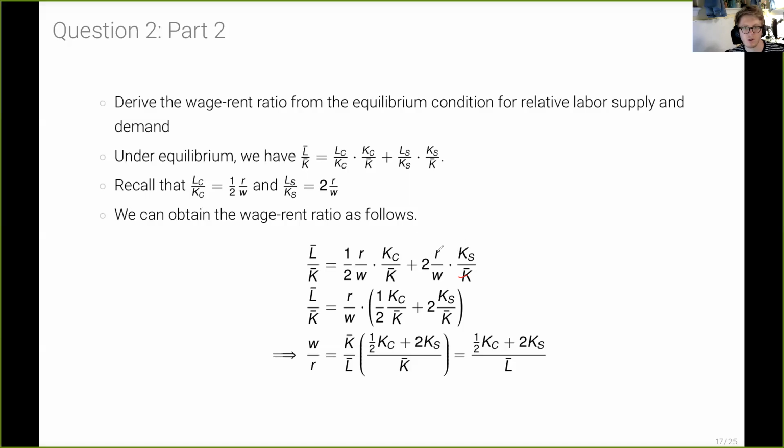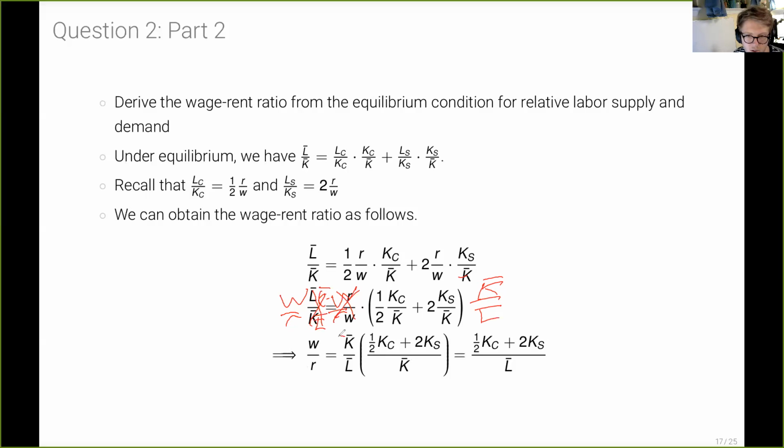What I can do here is pull out both R over W's from this expression, and then I'll just be left with some function of the K's in there. All I'm going to do here is cross multiply by W over R, so these are going to cancel. I'll be left with W over R here, and then I'm going to cross multiply by K over L here, so these are going to cancel, and then I'll just be left with K over L here. Okay, and then that gives me the bottom expression.